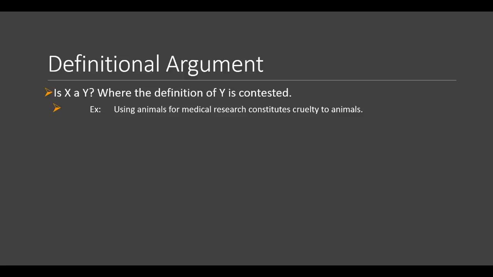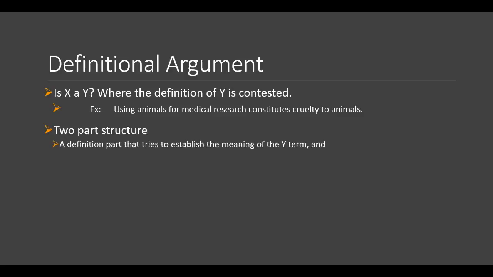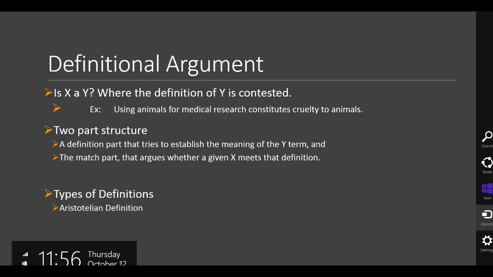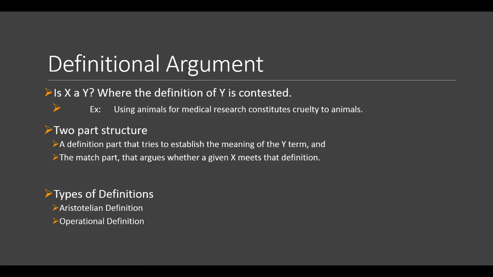Here, you would have to define what you mean by cruelty to animals and show how using animals for medical research fits your definition. Definitional arguments usually have a 2-part structure. A definition part that tries to establish the meaning of the Y term, and the match part that argues whether a given X meets that definition. There are 2 types of definition: Aristotelian definition and operational definition.